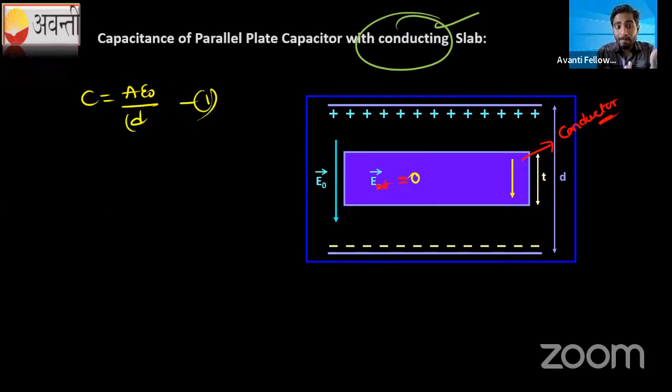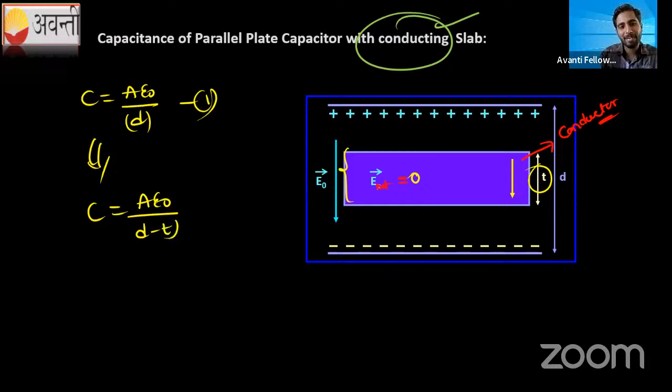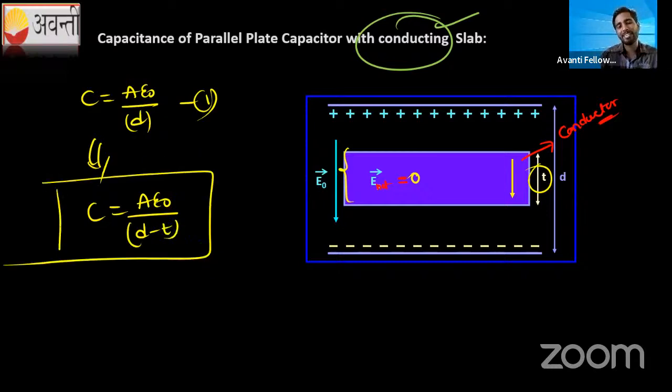But in this entire distance d the electric field effect does not take place, because a conductor has entered inside it. Its thickness is also some amount, so we have to delete it. Right, what I'm saying? That's why here the net electric field distance will become: C is equal to A epsilon naught divided by the total distance, leaving out the thickness, so it becomes D minus T. Okay, this is the capacitance of the capacitor when we are placing a conductor between our two parallel plates.